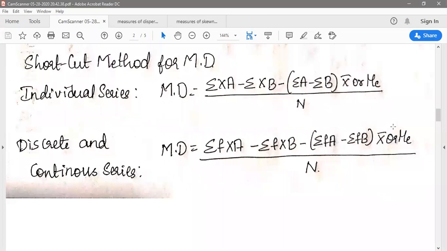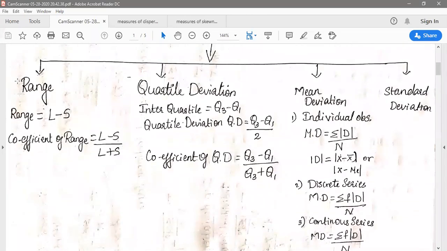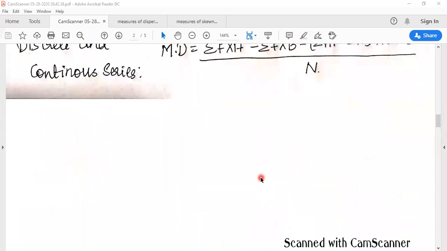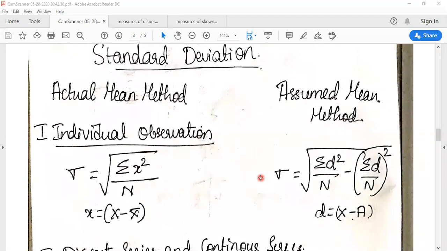Okay, so now after mean deviation, if we go back to our table, we have completed range, quartile deviation and mean deviation. Now let us go further, to the last measure of dispersion, that is standard deviation. Now let us see how the standard deviation is calculated. In standard deviation, you have two methods: one is the actual mean method, another one is the assumed mean method. Now how do we solve in the actual mean method, and how in the assumed mean method?